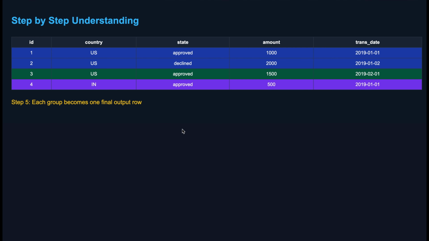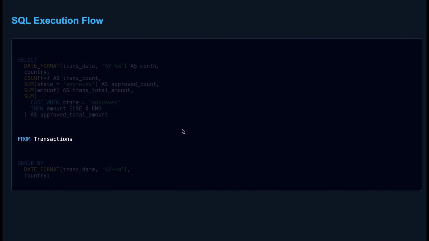Now let's understand how SQL actually executes this query. First, the database loads all the rows from the transactions table, right? Next, we apply the group by, and this is where the rows are divided into groups based on month and country, right? At this stage, no calculations are done yet, only grouping happens.